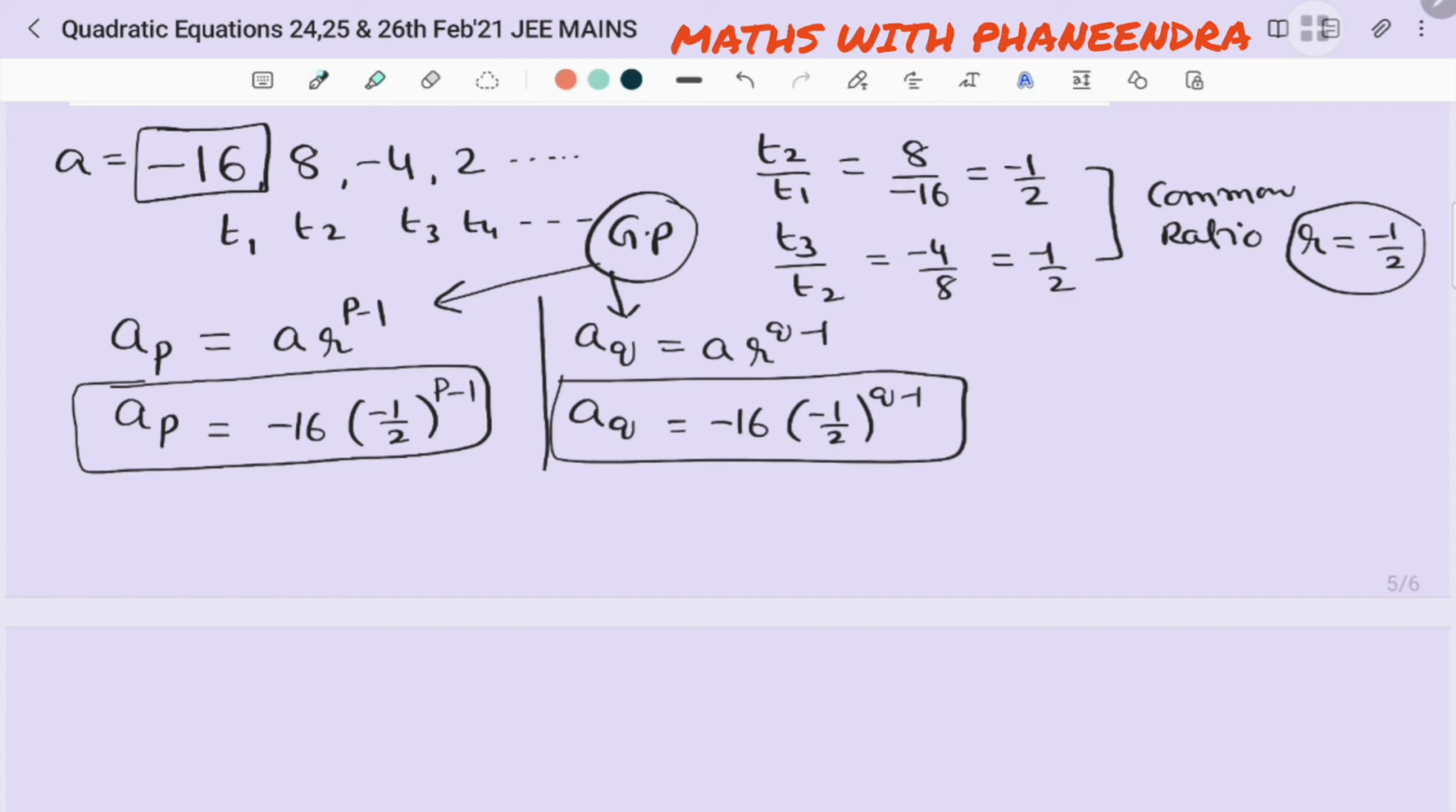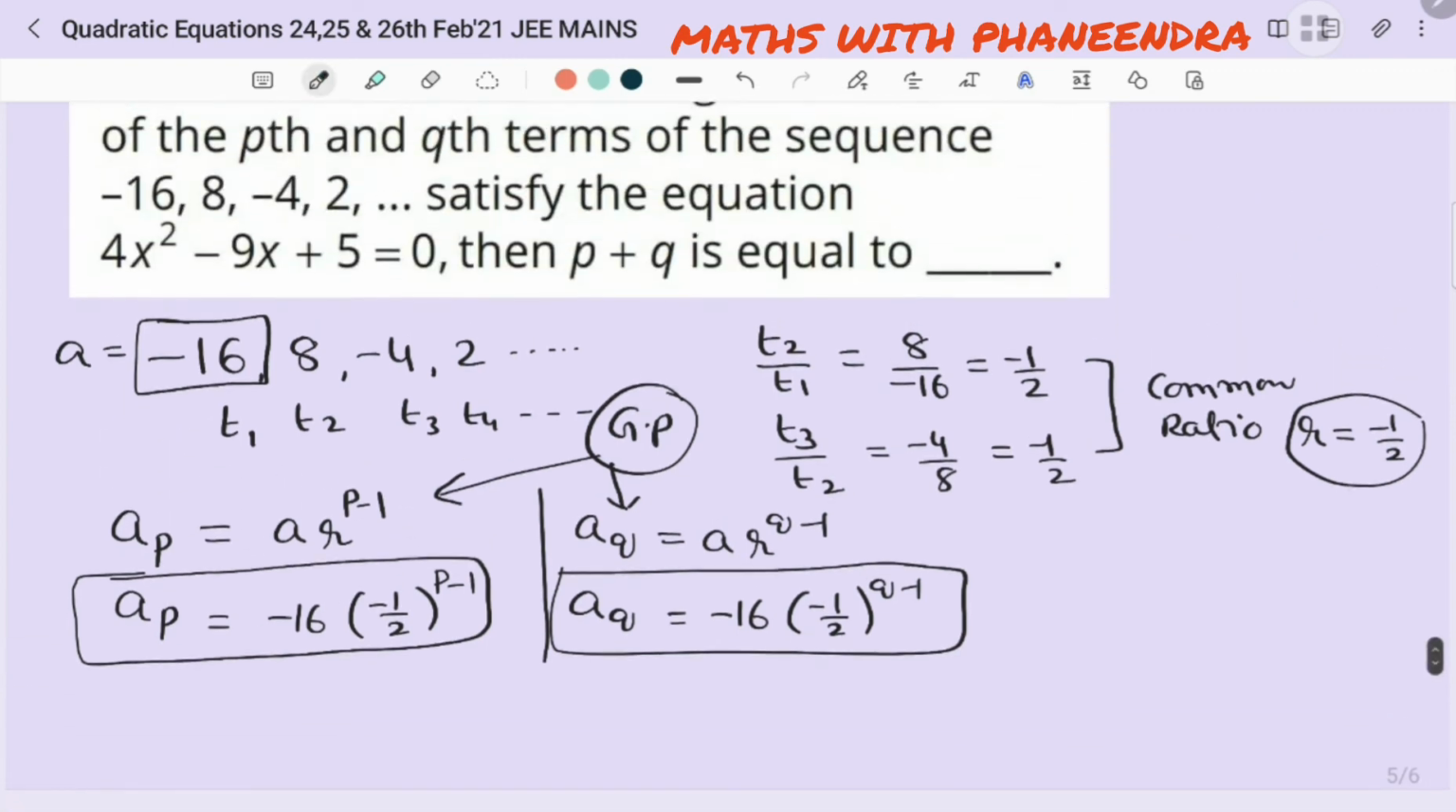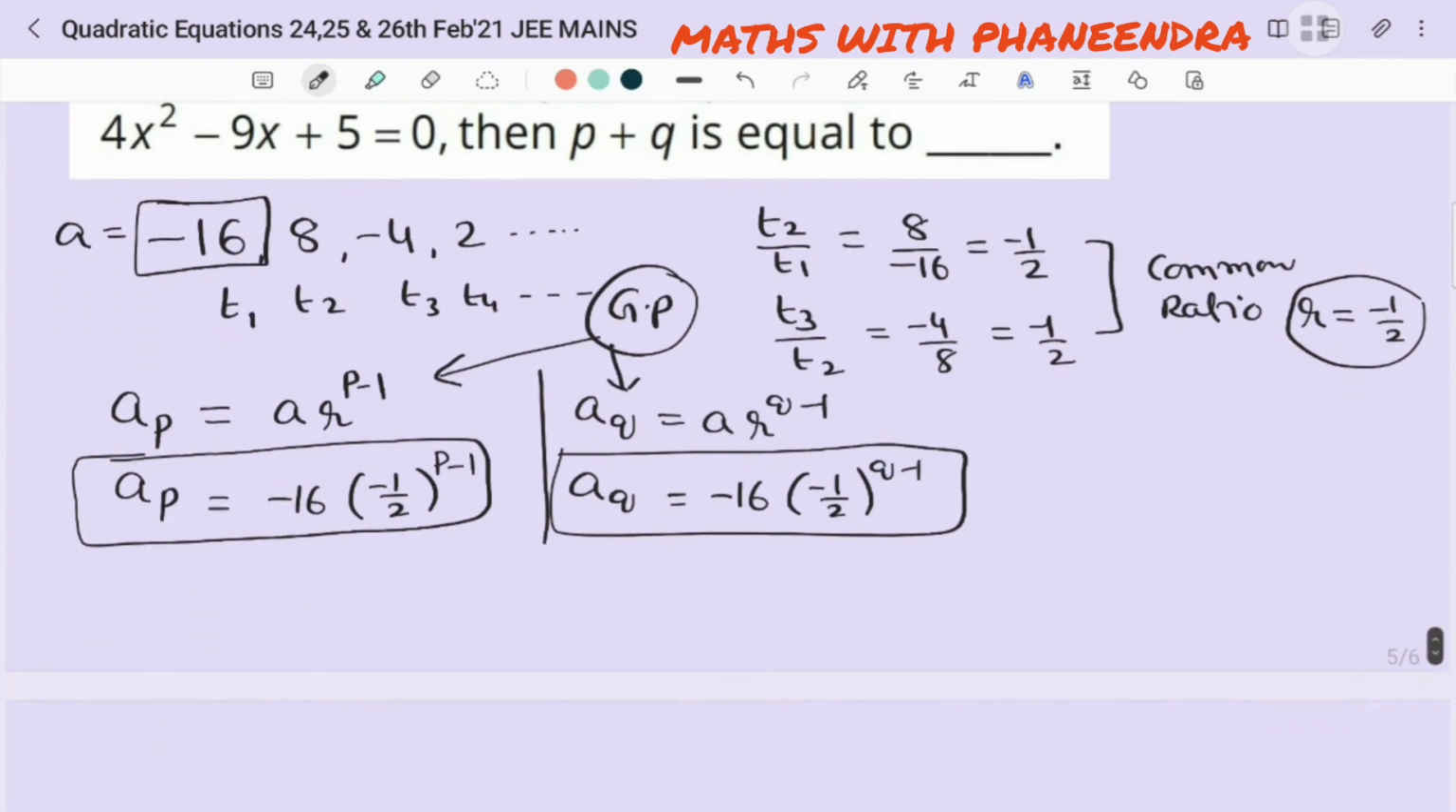After that, one equation is given: satisfying the equation 4x square minus 9x plus 5 equal to 0. So you can calculate the x value. Write 4x square minus 9x plus 5 equal to 0, do the factorization and find the roots.